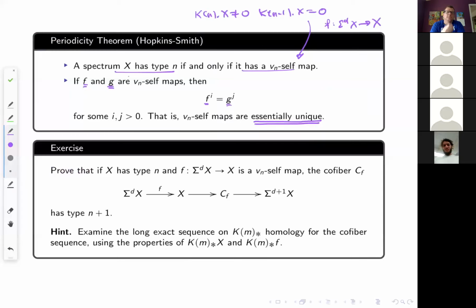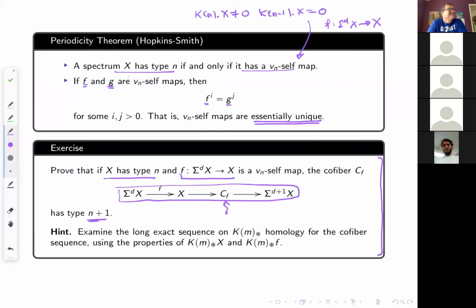So now here's a fun exercise to test that, an excuse to go over the definitions and try to understand them. Suppose you have a type n spectrum and you have its self-map that's given to you by the periodicity theorem. Then you can look at the cofiber. So there's a distinguished triangle like so. And then the cofiber here is going to have type n plus 1. So in particular, it's going to have a V(n+1) self-map. This is a pretty straightforward exercise. It's also in the orange book, so you can find the proof there somewhere.